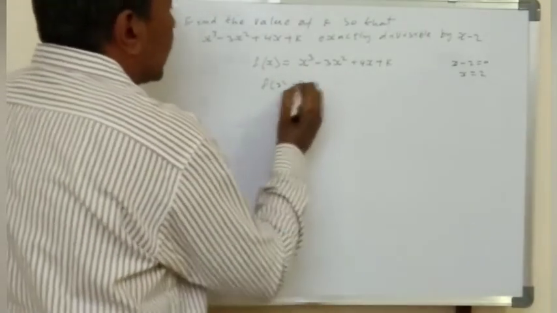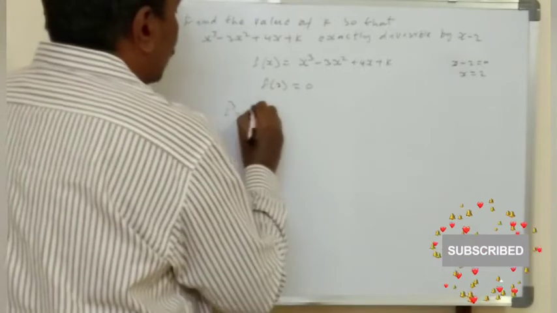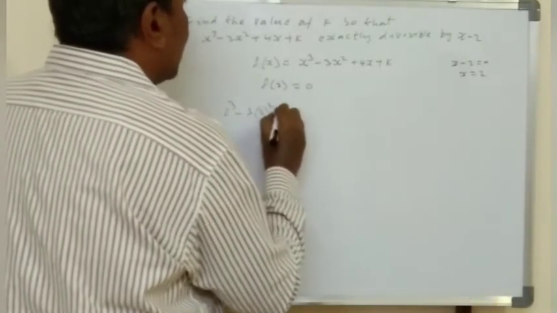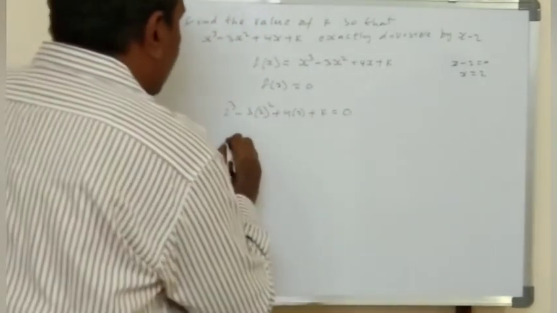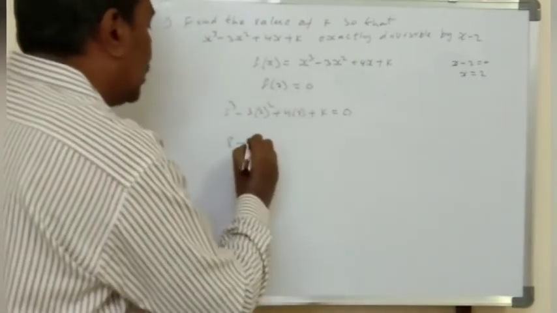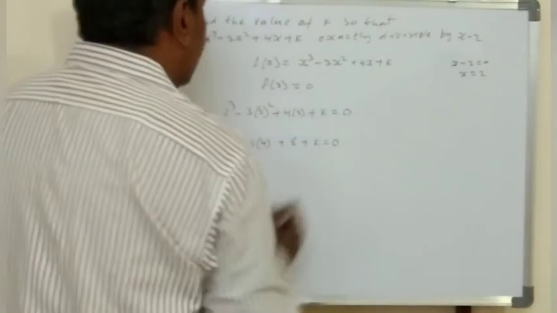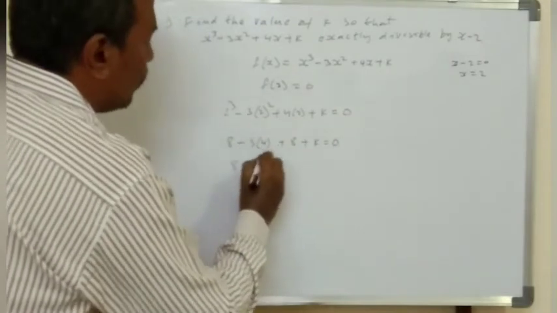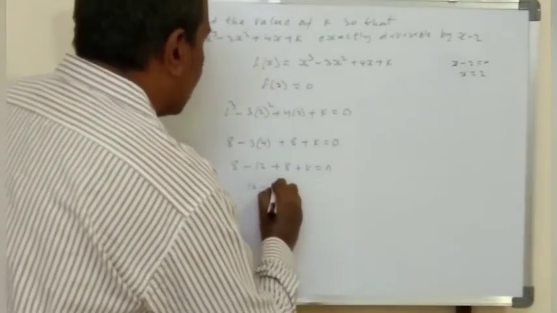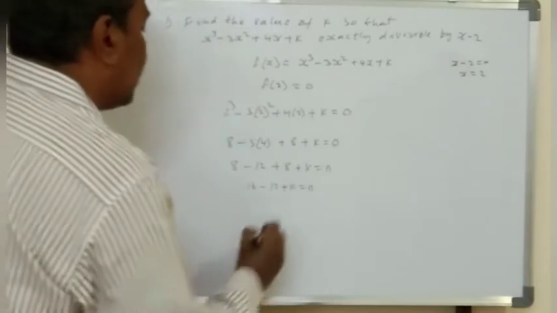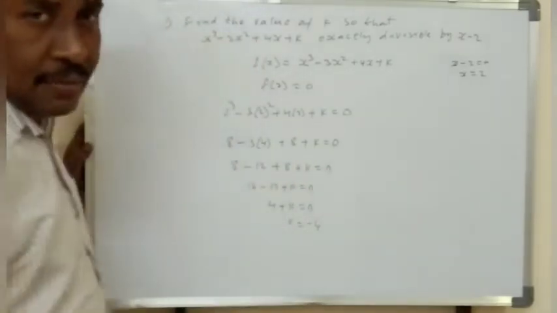So what is the value of f of 2? Substitute 2 in place of x: 2 cube minus 3 into 2 square plus 4 into 2 plus k is equal to 0. 2 cube is 8, minus 3 into 2 square is 12, plus 4 twos are 8, plus k is equal to 0. 8 minus 12 plus 8 plus k is equal to 0. 8 plus 8 is 16, 16 minus 12 is 4. 4 plus k is equal to 0, k is equal to minus 4. So the value of k is minus 4.